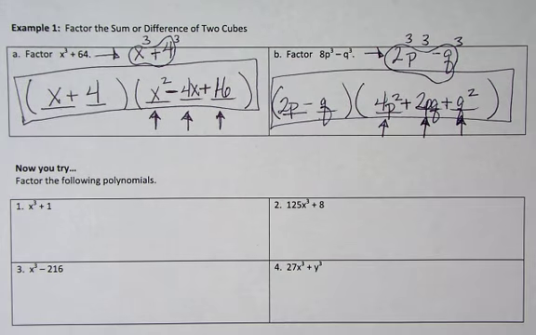So that's how we factor sums and differences of 2 cubes. At this point, you can go ahead and work on the 4 problems in the now-you-try right after example 1. We'll go over the answers to these 4 problems tomorrow in class. If you have any questions, make sure you bring them to class with you. We'll go over them before we move on.